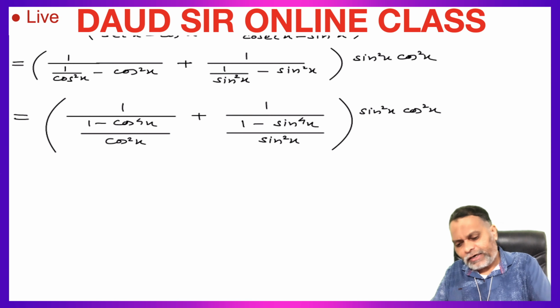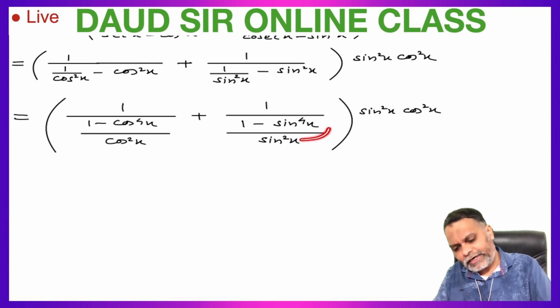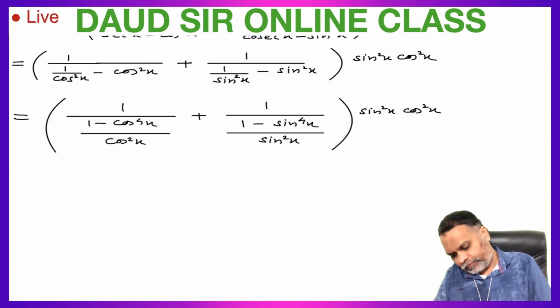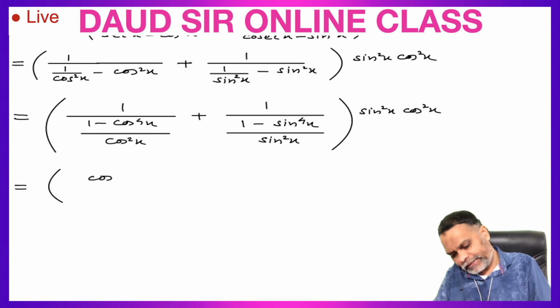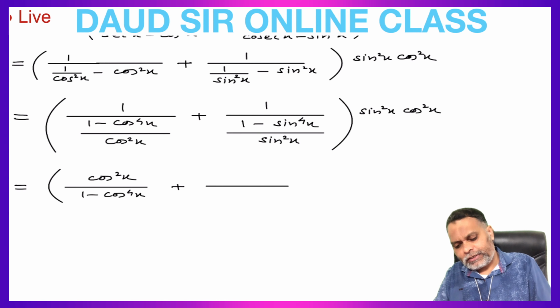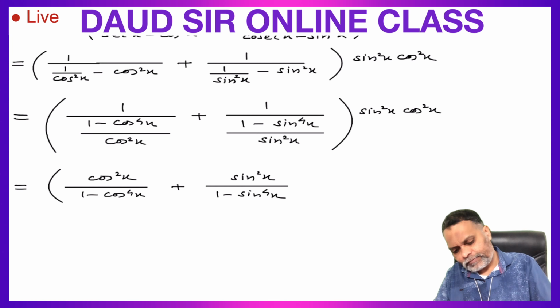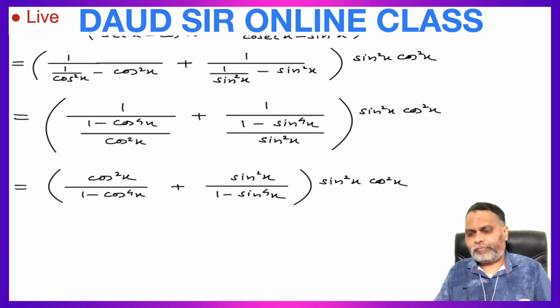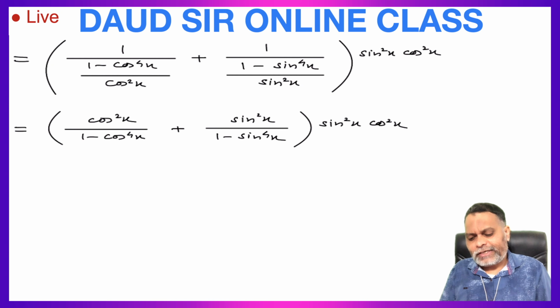Now they are double fractions, so shift this cos square x into the numerator and sin square x into the numerator. So we can write cos square x upon 1 minus cos raised to the power 4x plus, similarly in the second term, sin square x upon 1 minus sin raised to the power 4x into sin square x into cos square x. Now simplify this.